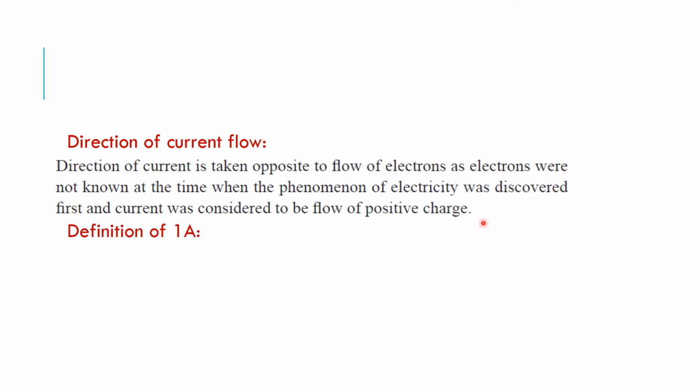Now we'll define 1 ampere. Always in physics, whatever physical quantity we are studying, its equation you need to remember, its SI unit you need to remember, as well as the definition of that unit we need to understand. So how do we define 1 ampere? We have the formula 1 ampere is equal to 1 coulomb per 1 second. In the previous slide I have shown that. So from this formula, I is equal to Q by T, we have written this formula in terms of units.